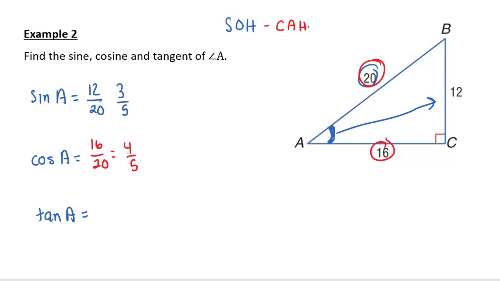And tangent. TOA. In relation to angle A, the opposite over the adjacent. So 12 over 16. And that is going to be, reduce everything, 3/4. Okay, so if you're watching this video, I hope you paused it, and I hope you got those right.